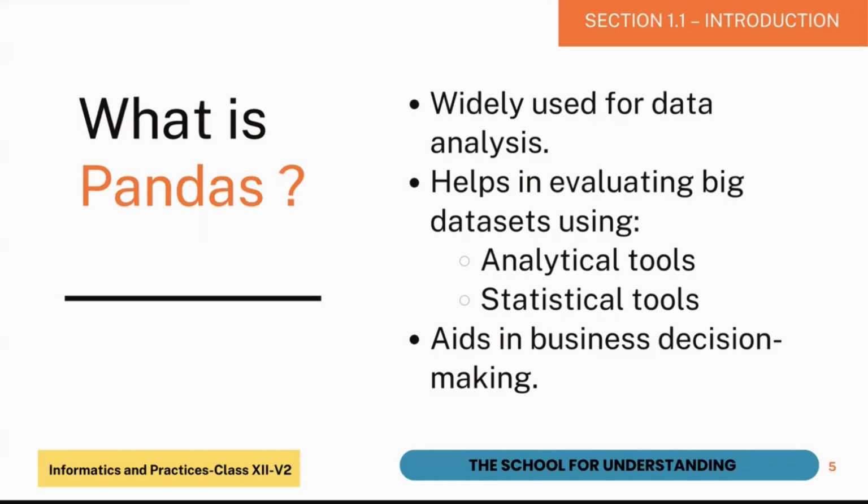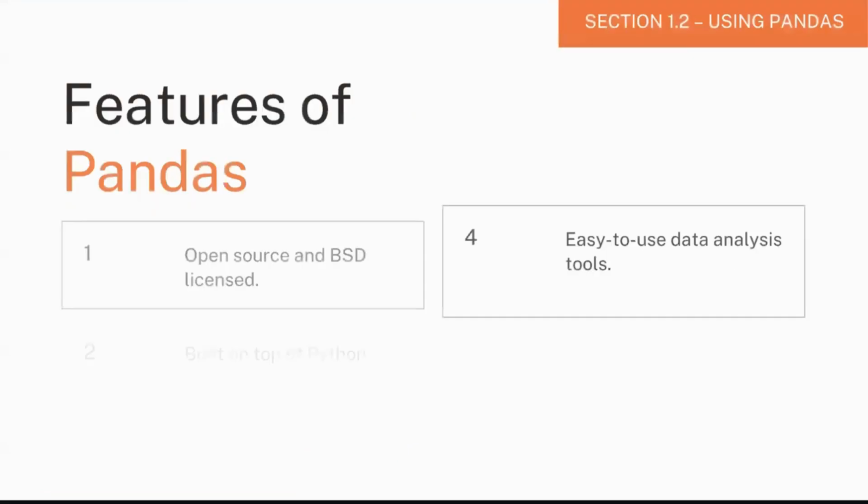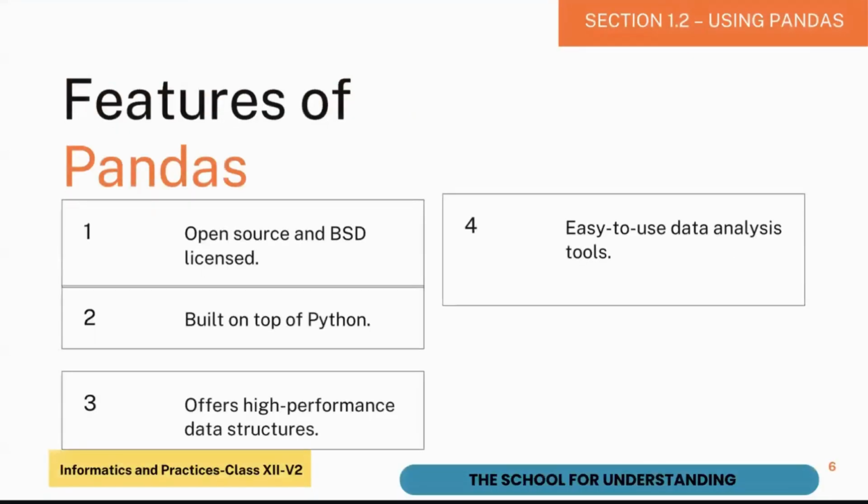And why do we do this analysis? Just to make decisions, or business decisions. With raw data, if you don't analyze it, we may not infer any information. So when we apply some analysis on top of that, we should be able to make the decision. Okay, let's move on to the features of Pandas.